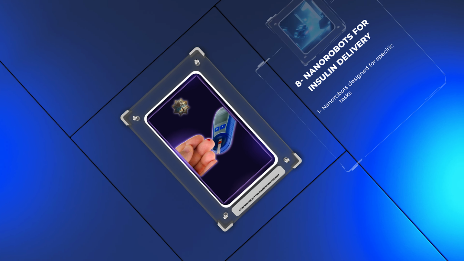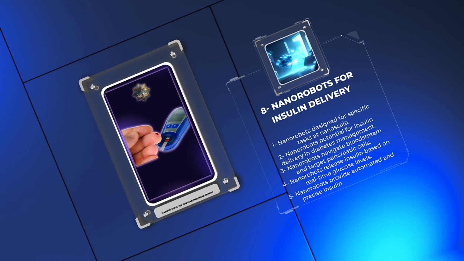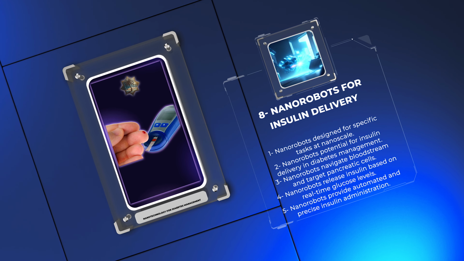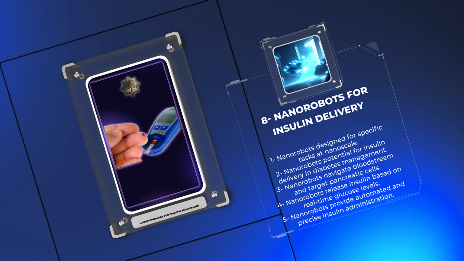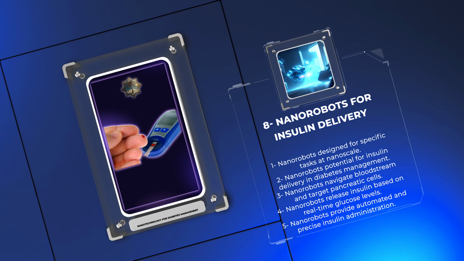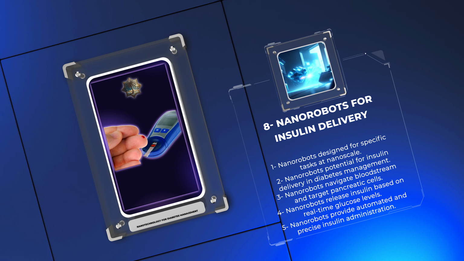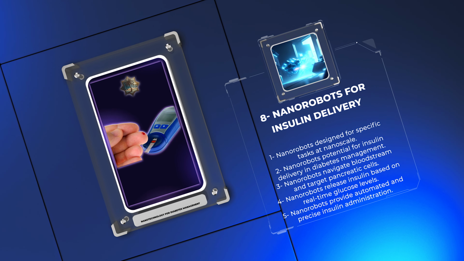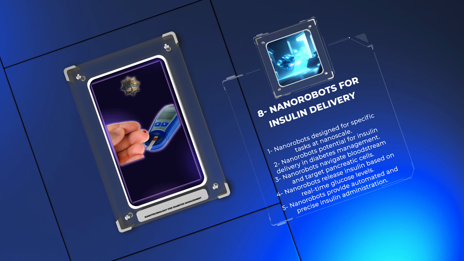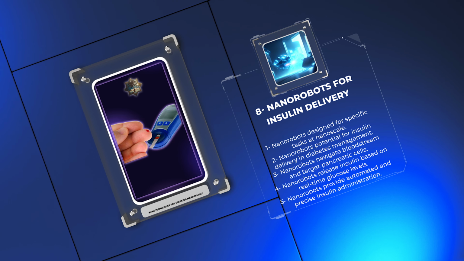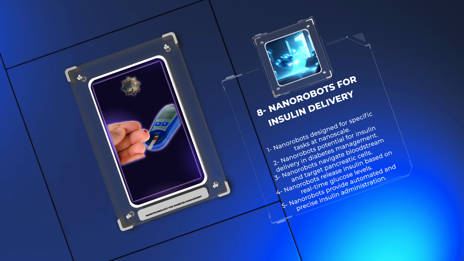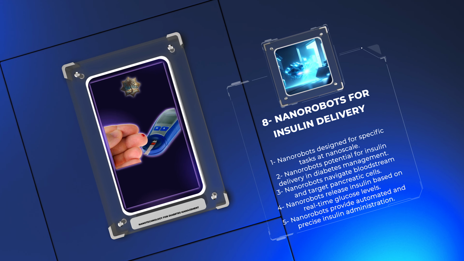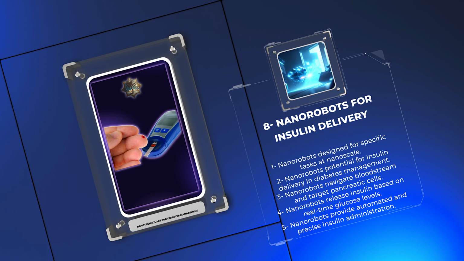Nanorobots, often referred to as nanobots, are tiny machines designed to perform specific tasks at the nanoscale. In diabetes management, nanorobots hold immense potential for insulin delivery. These miniature robots can navigate the bloodstream, target pancreatic cells, and release insulin in response to real-time glucose levels. By mimicking the natural insulin secretion process, nanorobots provide an automated and precise method of insulin administration, reducing the burden on patients and promoting optimal blood sugar control.